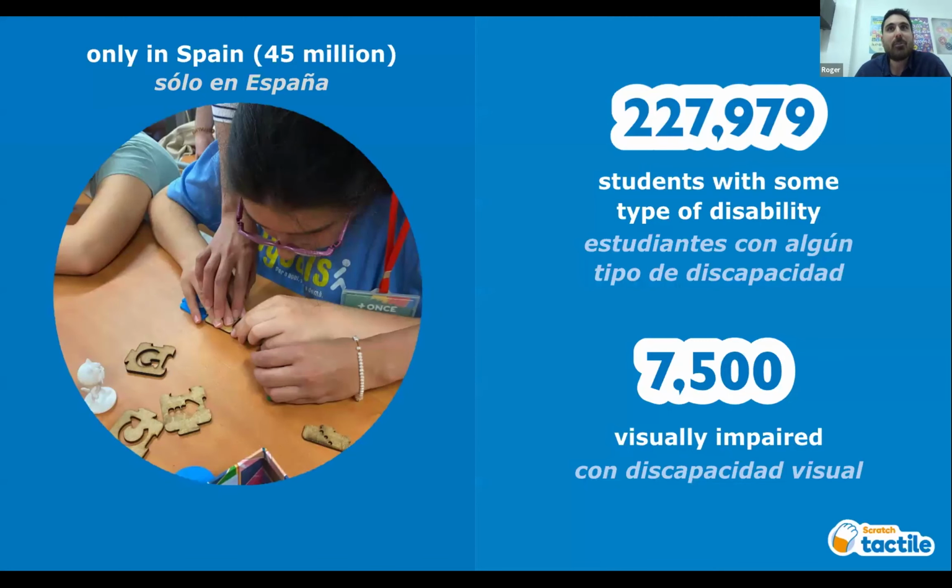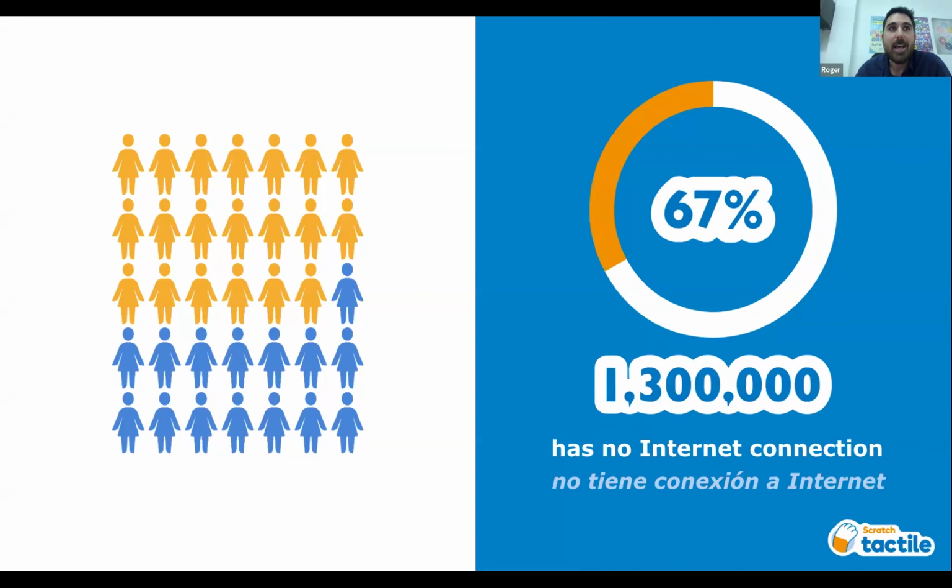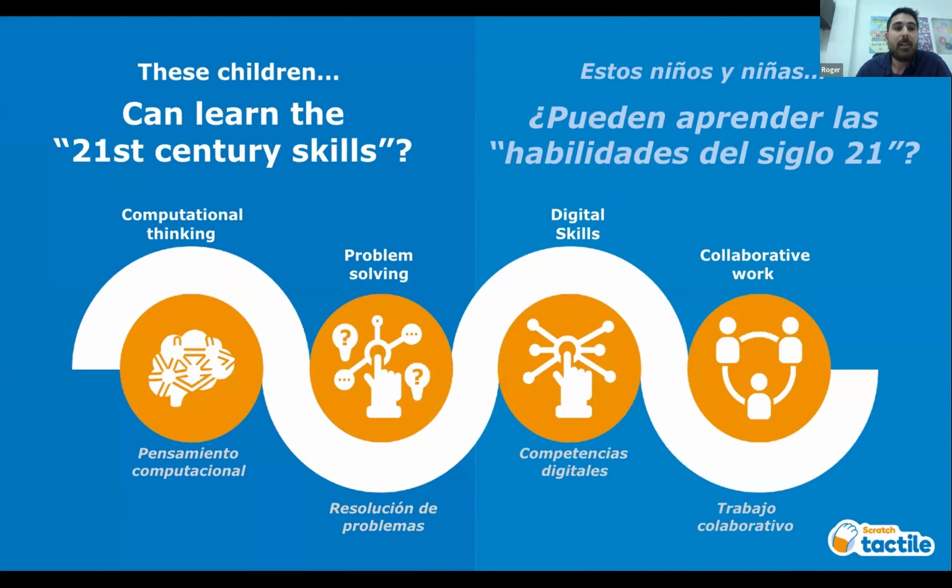And well, as you know, there are a lot of people with visual disabilities in Spain. For example, more than 7,000 students, and a lot with different types of disabilities, and a lot of them go to ordinary schools together, like in the US, with this inclusive model that drives all the students to the same school, usually most of them, more or less 80%. And a lot of students in the world have no internet connection. So we had this question, we love Scratch and all these tools, and we said, how can we make this impact to help all these children?